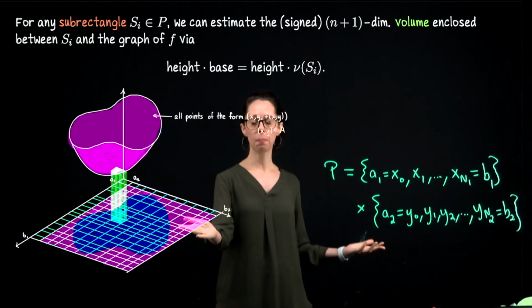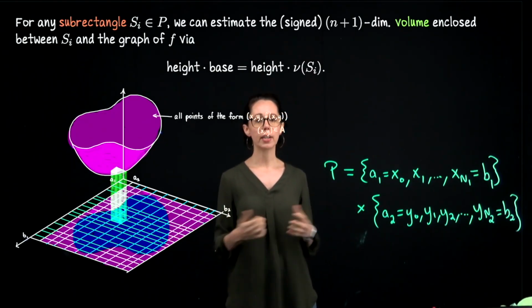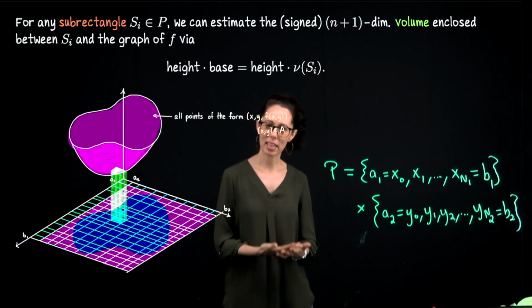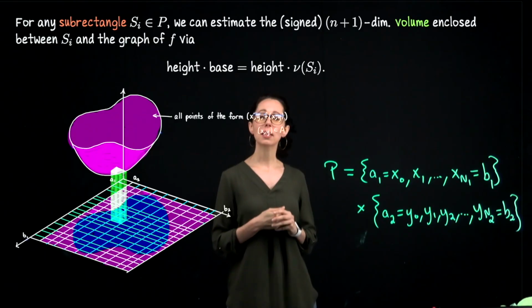Here, that's going to be 0. Add them up across the number of subrectangles generated by this partition, and it gives us the exact same concept of an upper sum as we had before, likewise a lower sum.